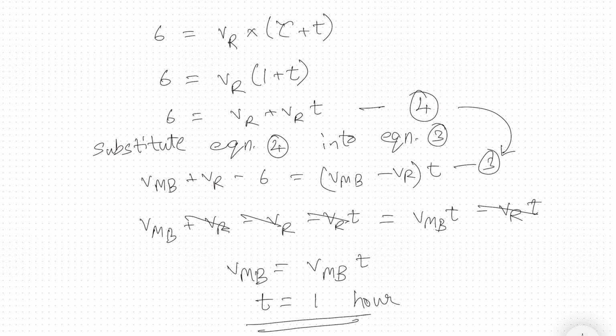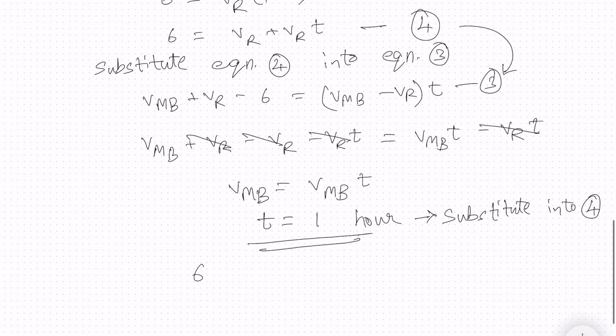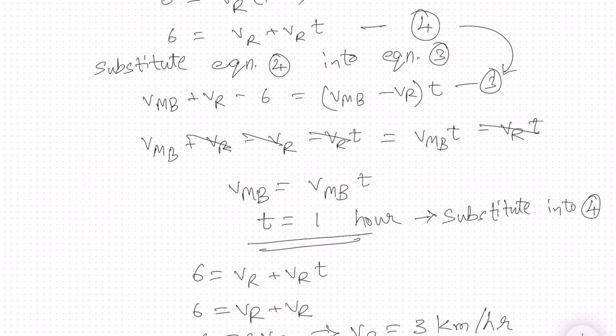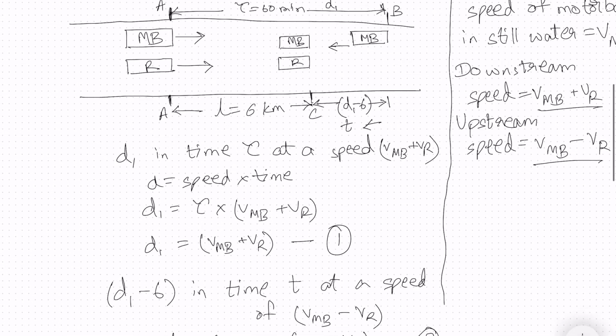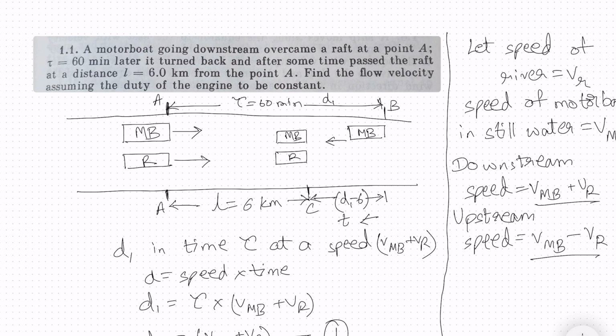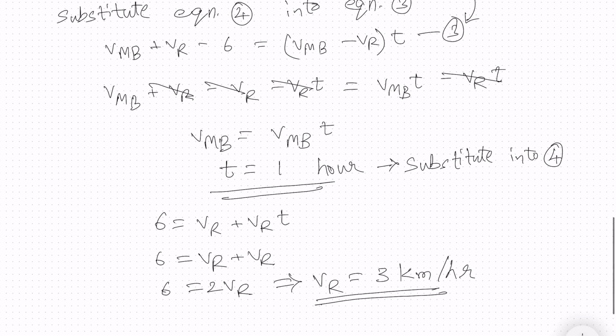Once I get this, I will substitute this value into 4, which gives me 6 is equal to VR plus VRT, or 6 is equal to VR plus VR. 6 is equal to 2 VR, implying speed of the river is 3 kilometers per hour. Why did we get kilometers per hour? Because we converted all the units into hours and kilometers, and the corresponding speed kilometers per hour. This is what we are required to calculate, the speed of the flow. I'm required to calculate the flow velocity. That is nothing but 3 kilometers per hour. That is my answer.